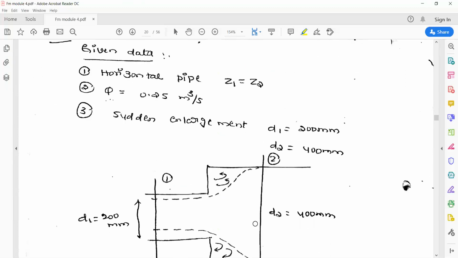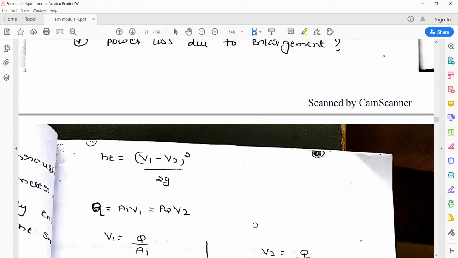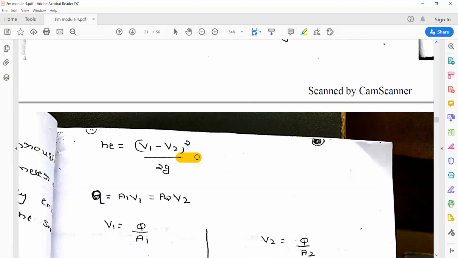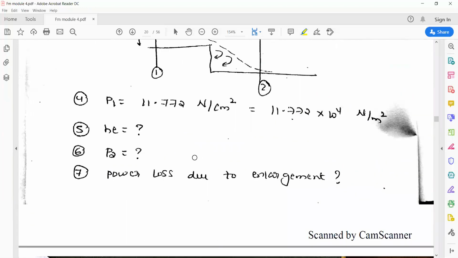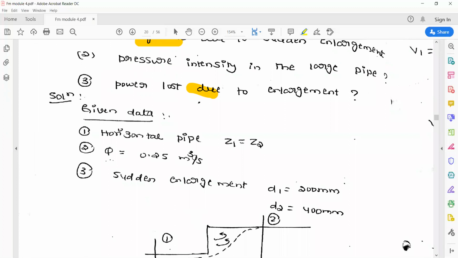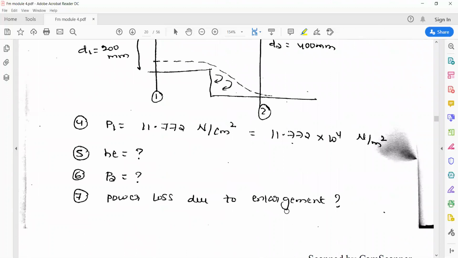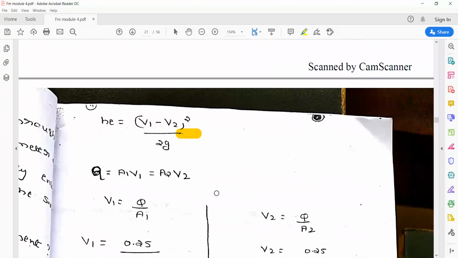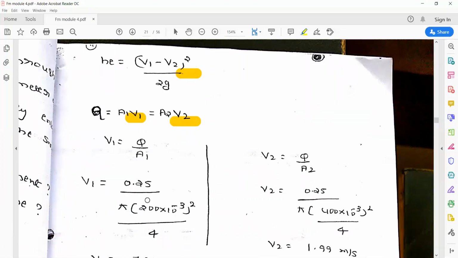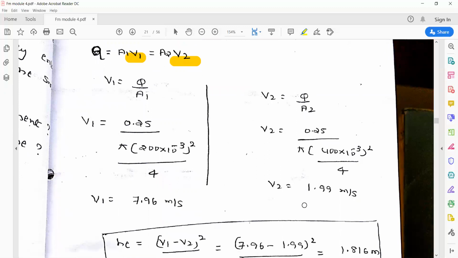Okay. So to calculate He, again we have the sudden enlargement formula. He is equal to (V1 minus V2) whole square divided by 2g. And also they have given the value of discharge Q, that is 0.25 meter cube per second. So we can make use of the continuity equation. Q is equal to A1 V1, or Q is equal to A2 V2, or V1 is equal to Q by A1, or V2 is equal to Q by A2. Right? You have the value of Q. So A1 is pi D1 square divided by 4. You have the value of diameter. You can substitute.